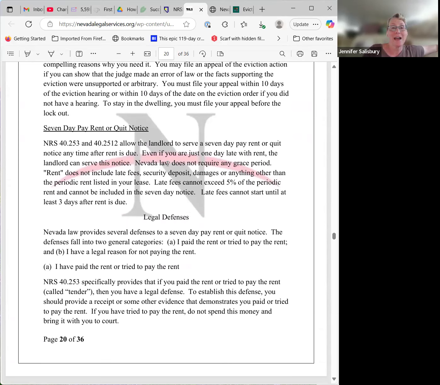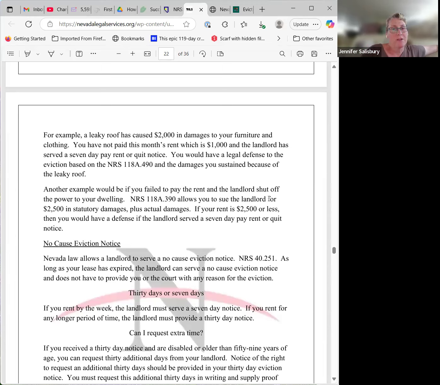Another example would be if you fail to pay the rent, and the landlord shuts off the power to your dwelling. Okay, this is an essential service and this is a big no-no. Do not do that. But also this statute allows you to sue the landlord for $2,500 in statutory damages plus actual damages.